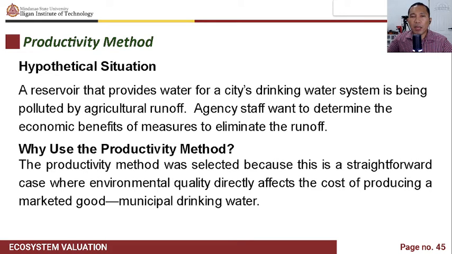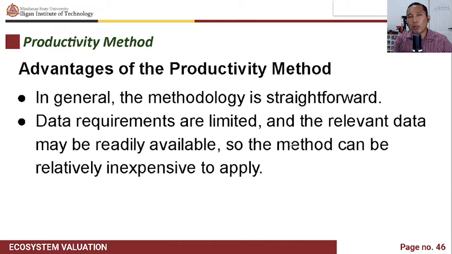This method will be selected because this is a straightforward case where environmental quality directly affects the cost of producing a marketed good. In this case, you have the municipal drinking water. The advantages of using this method is that it's very straightforward, and although the data requirements are limited, the relevant data may be readily available. So the method can be relatively inexpensive to apply since again you will be relying on the secondary data.